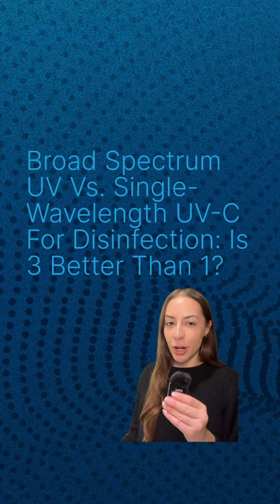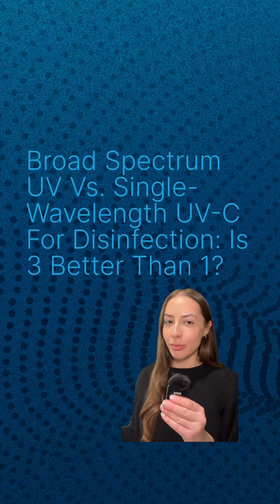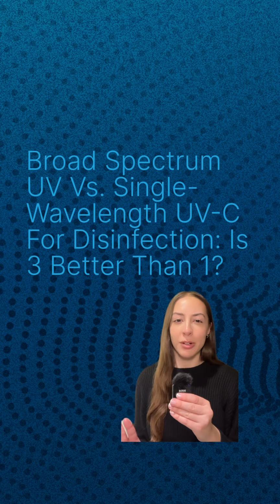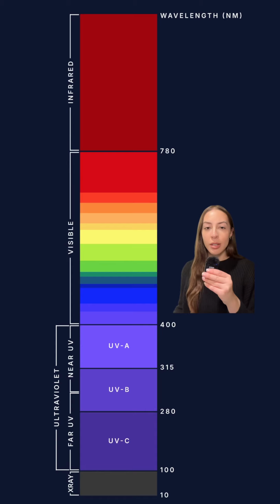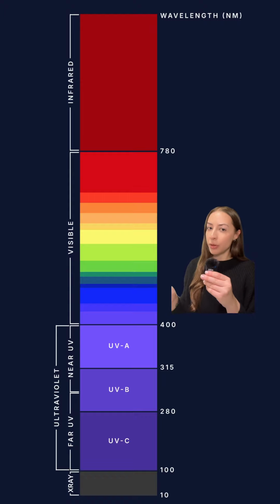When it comes to UV disinfection technology, there's a little bit of a debate. Is using 3 types of UV really better than using just one? Let's talk about it. Some systems use UVA, UVB, and UVC. Others only focus on UVC.